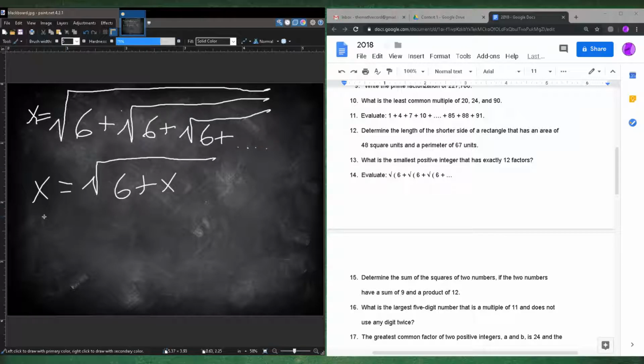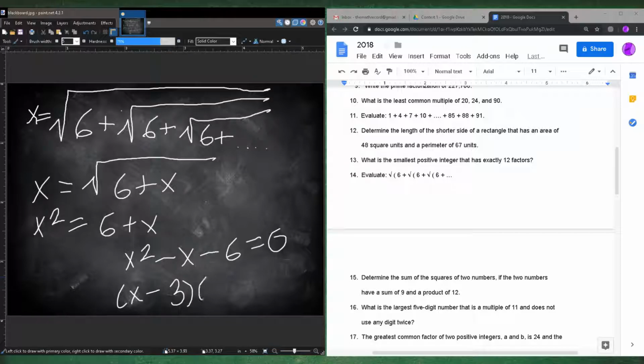Now you square both sides, that's x squared equals 6 plus x. Now you get them all to one side, so you have x squared minus x minus 6 is equal to 0. Now we factor this: x minus 3 and x plus 2 equals 0, right? So that's x squared plus 2x minus 3x, so that's minus x, and then minus 6. So your answer is x is equal to negative 2 or x is equal to 3. Usually there's only one solution for this. To think of what the answer is going to be, it's not going to be the negative.